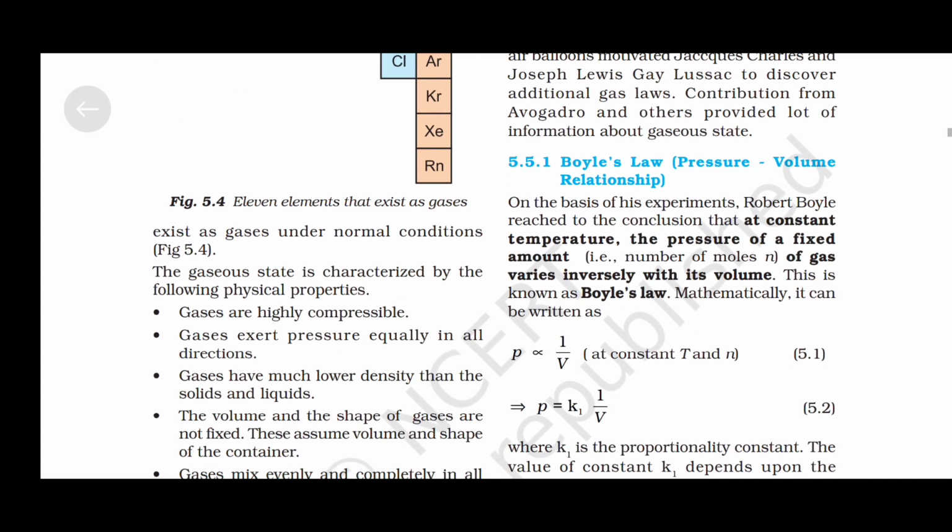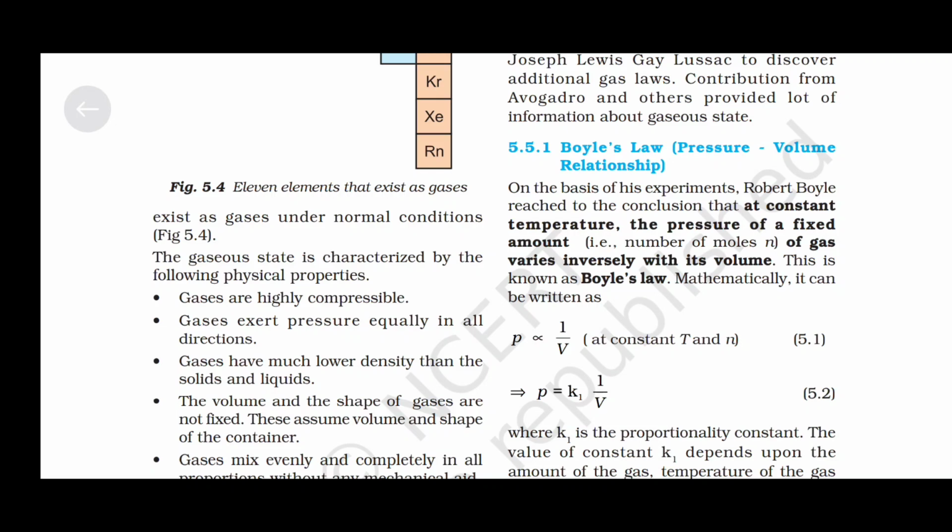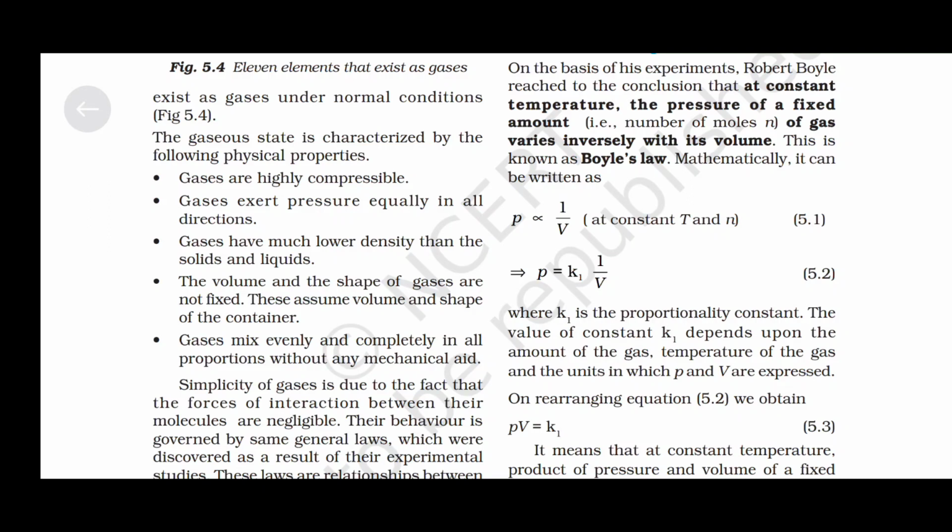Boyle's law, pressure-volume relationship. On the basis of his experiment, Robert Boyle reached the conclusion that at constant temperature, the pressure of a fixed amount, that is number of moles n, of a gas varies inversely with its volume. This is known as Boyle's law. Mathematically, it can be written as P is directly proportional to 1 by V at constant temperature and n. P is equal to k1 times 1 by V, where k1 is the proportionality constant. The value of constant k1 depends upon the amount of the gas, temperature of the gas, and the units in which pressure and volume are expressed.